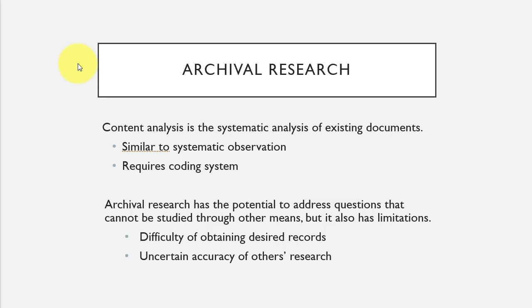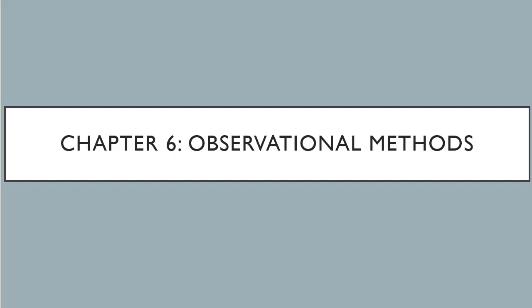So if somebody made a mistake in a newspaper article, for example, we might take that for the truth, and we would make an error in the assumptions that we make about that. So archival research can be helpful, but there are some problems that can come into play. So that was Chapter 6 on observational methods.